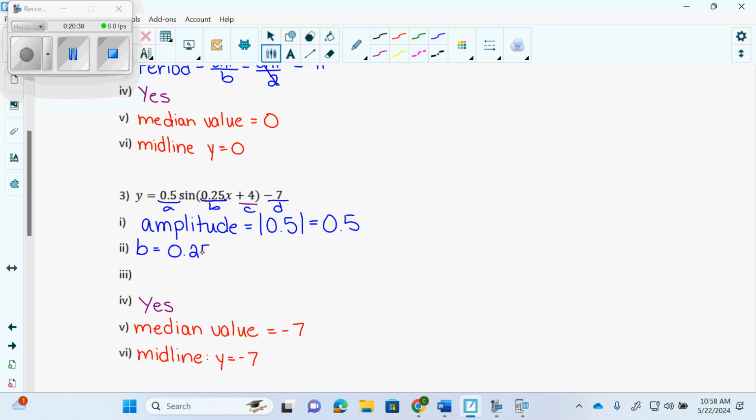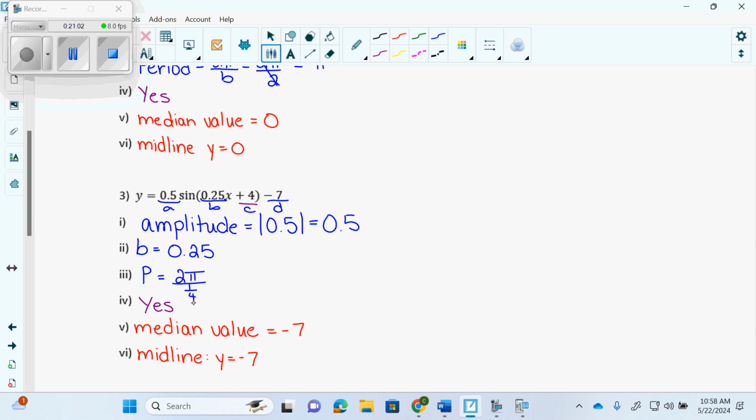0.25. P equals 2 pi divided by a quarter. Guess what, guys? When you divide by a fraction that's between 0 and 1, your period gets bigger. When you divide by a fraction, you invert and multiply like we do in rationals, correct?